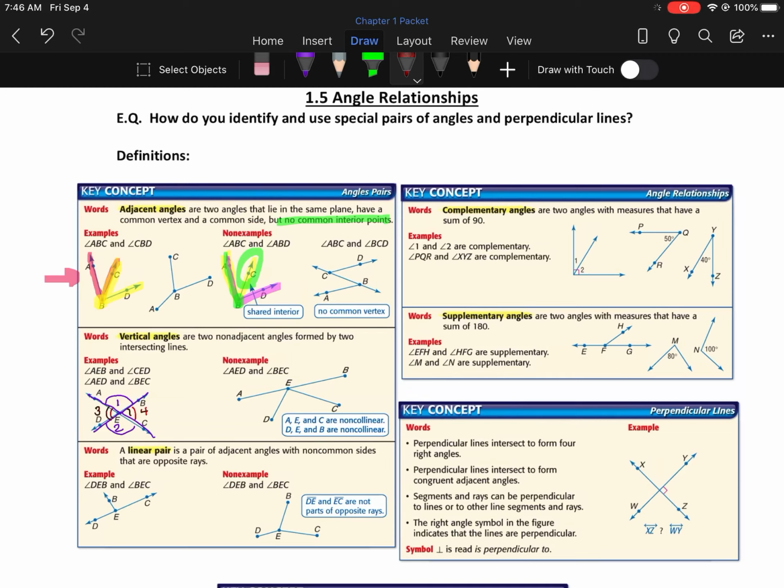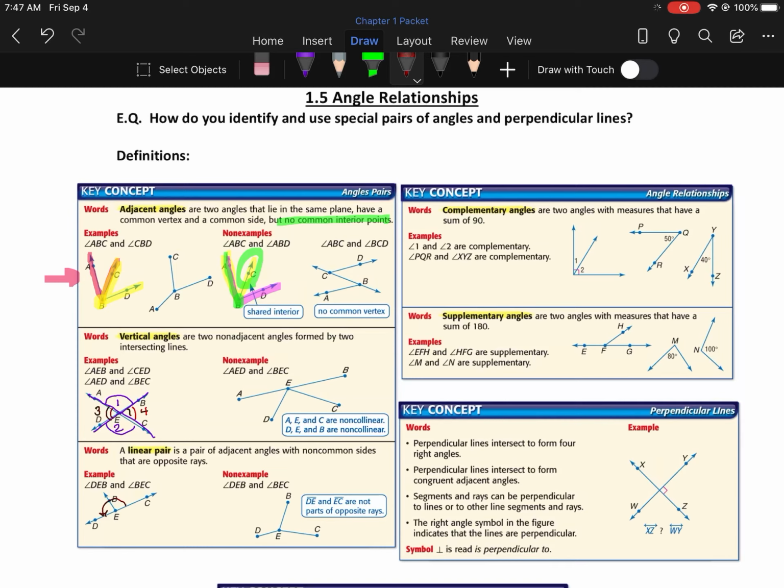A linear pair is adjacent angles, so think, they have to be side by side, but they have non-common sides that are opposite rays, because adjacent angles do have a common side. What it's saying is the sides that are not in common, the sides that are not touching, are opposite rays. That means it's going to make 180 degrees.